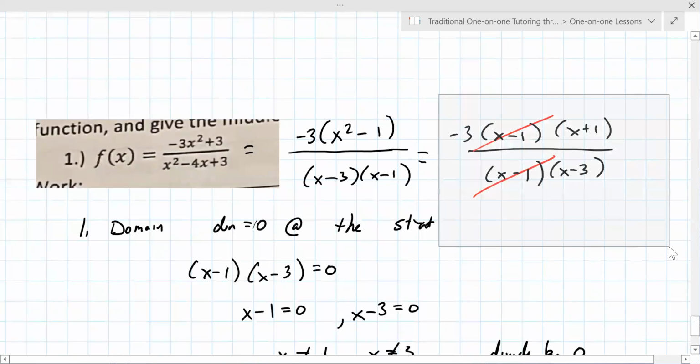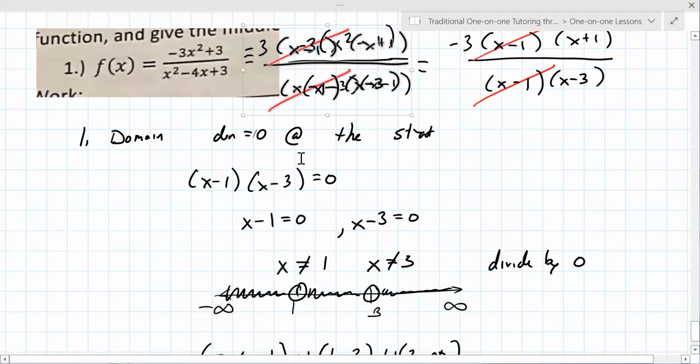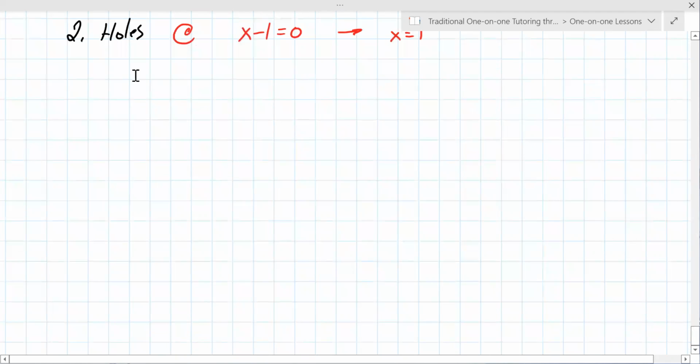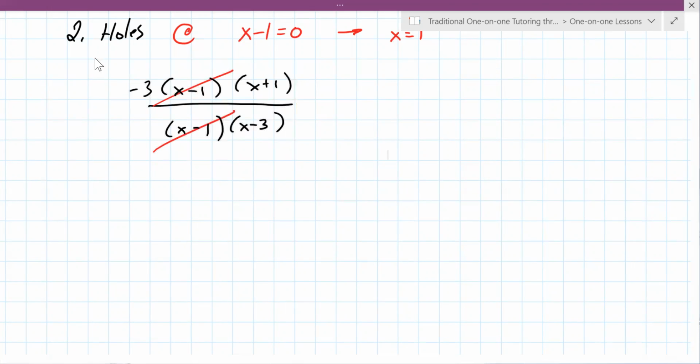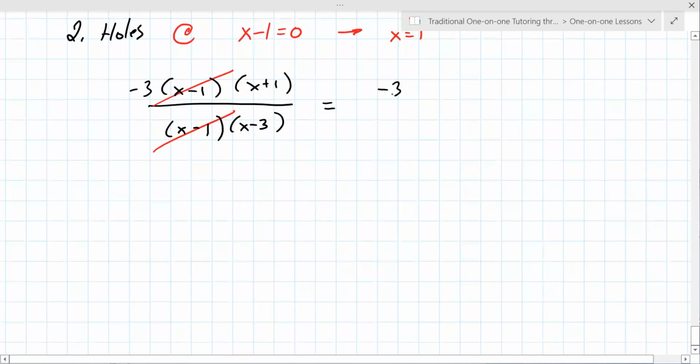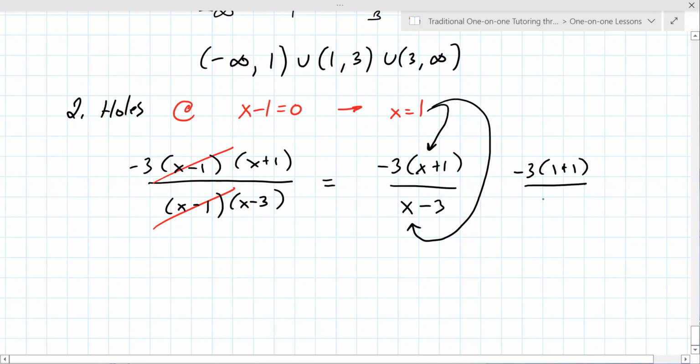And then I got to grab this so we can work with it down below. Okay, got it here. So the reduced form is -3 times X plus 1 over X minus 3. To find the Y value, because you really need it, you take that 1 and plug it in there. So you get -3 times 1 plus 1 over 1 minus 3, which is -6 over -2, which is 3.